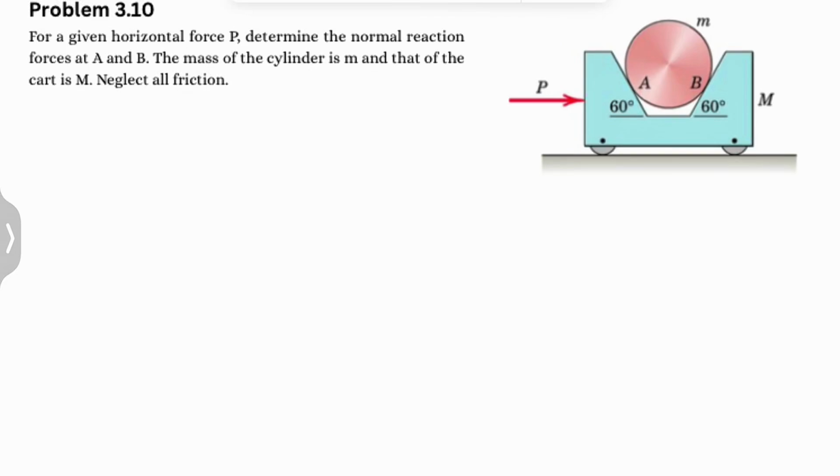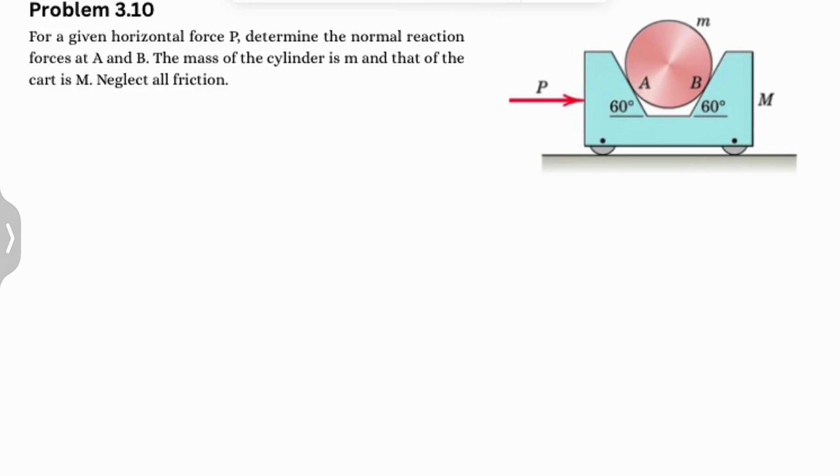Alright guys, welcome back. We have another question from Dynamics by Meriam, and for a given horizontal force P, we need to determine the normal reaction forces at A and B. The mass of the cylinder is m and the cart is capital M. So we need to neglect all the frictions in here and basically the reaction forces that are applying at A and B.